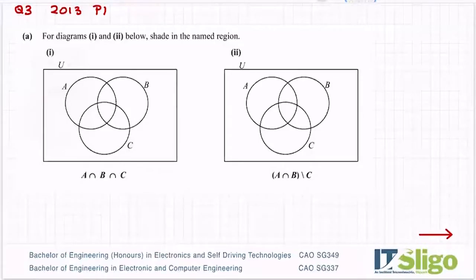Right, let's have a look at this one. So question 3, 2013, from paper 1, the sets question. In this case, for diagrams 1 and 2 below, shade in the named region. So they're testing to see, do you understand the maths language given here.